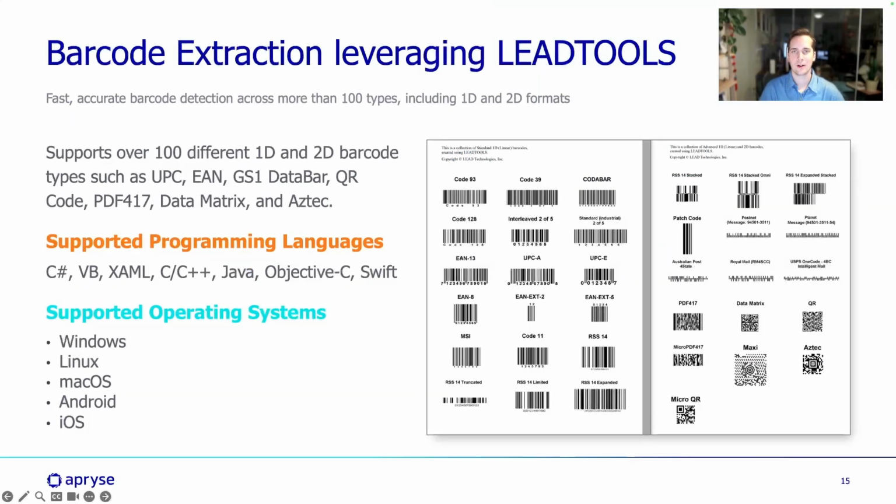Next, we have barcode extraction. And barcode extraction also comes from our acquisition of Lead Tools earlier this year. With this module, you'll be able to extract from hundreds of barcode types and get their encoded information. This includes UPCs, EANs, GS1s, data bar, QR codes, and more. Even if you have a damaged or skewed barcode, our advanced algorithm can still read it.